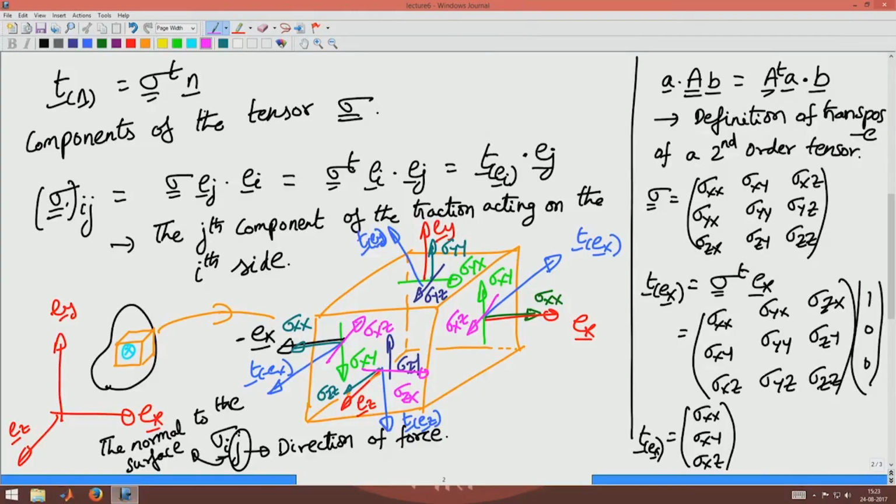That is the reason why I drew sigma x y and y x with the same color. They will be same in magnitude, which we will show later. Hence, the stress tensor is a symmetric tensor.